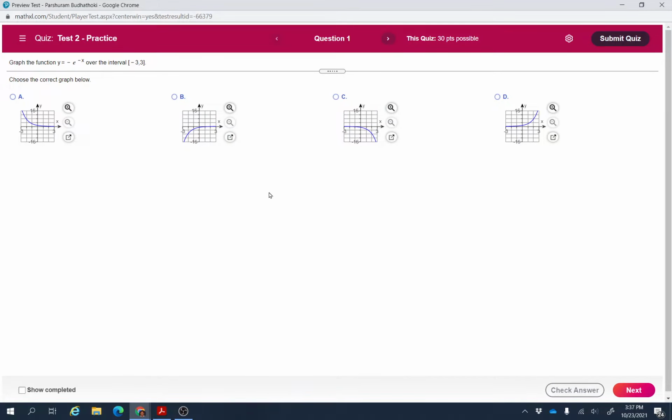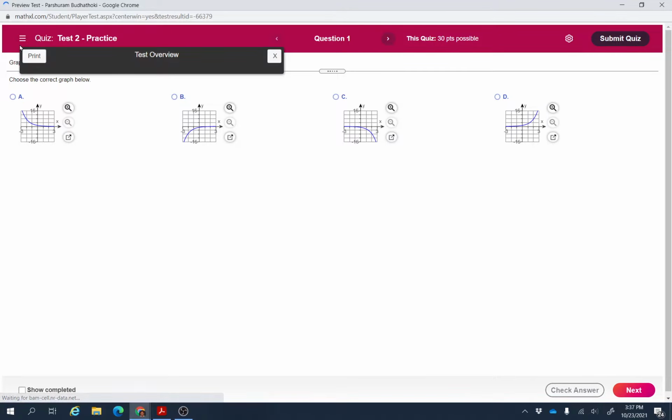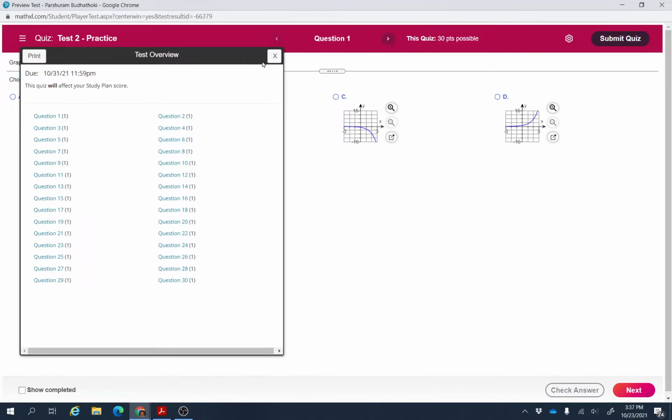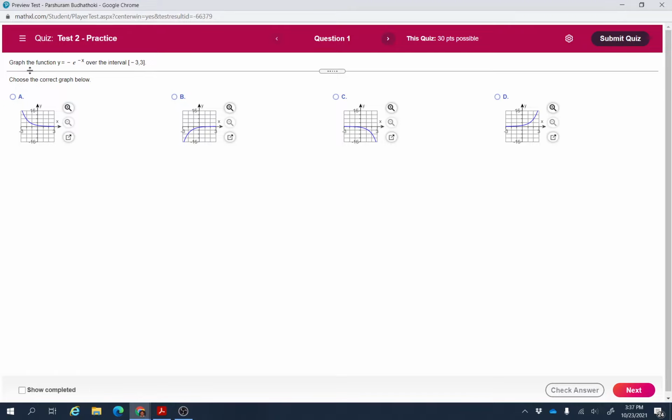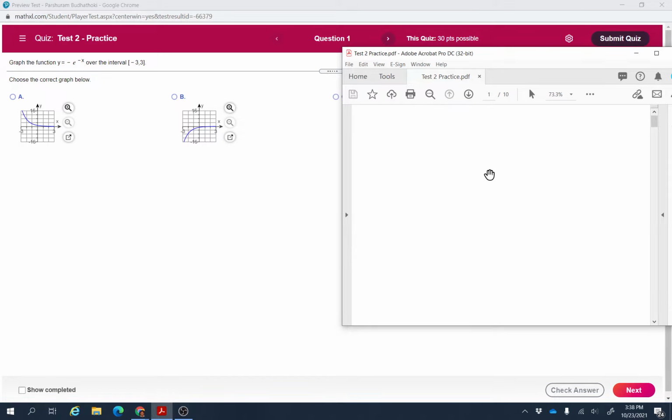Test 2 practice. There are 30 questions in this practice assignment. So let's start. Graph the function y equal negative e to the power negative x over the interval negative 3, comma positive 3. So first of all, you have to know the graph for e to the power x.